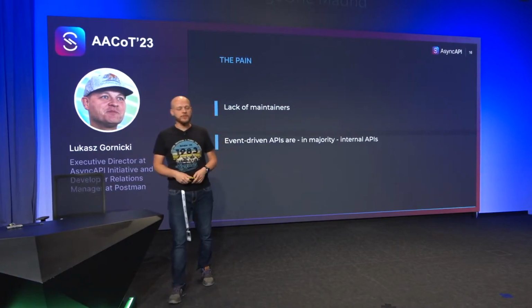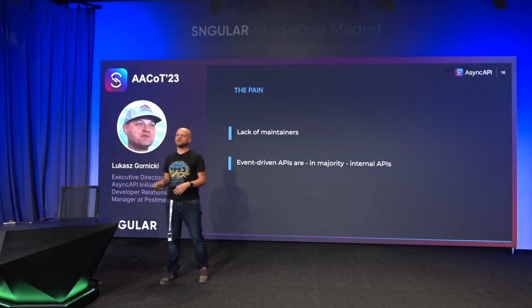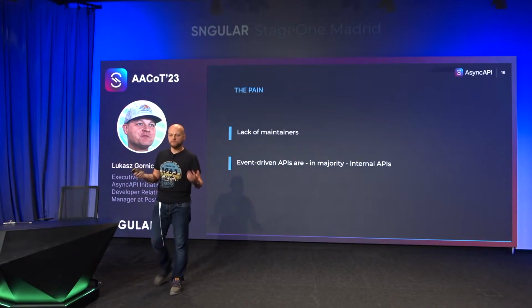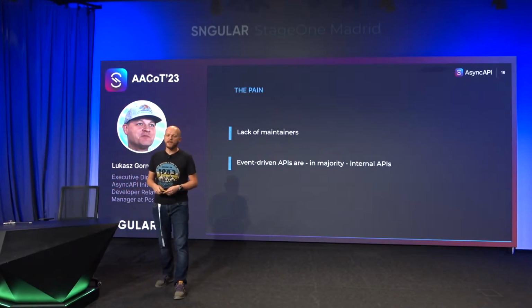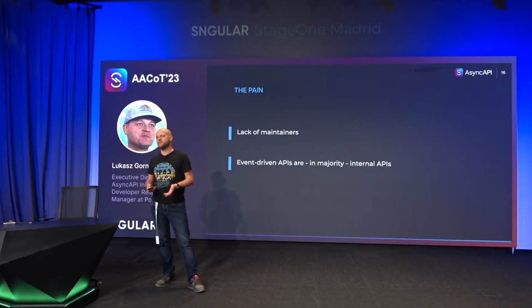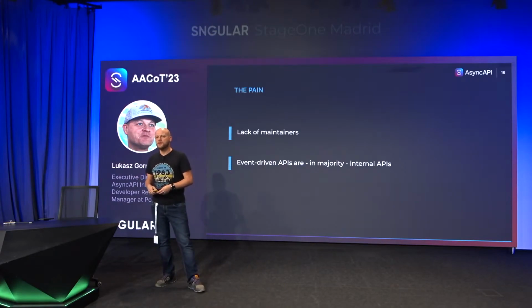The other one, which is super visible for me this year, because I had a goal this year to have as many public case studies as possible from different companies sharing how they use AsyncAPI. The reality is that people usually use event-driven APIs for internal communication, so companies are not so happy to talk about how their internal stuff works. It's pretty hard to get anything from people.